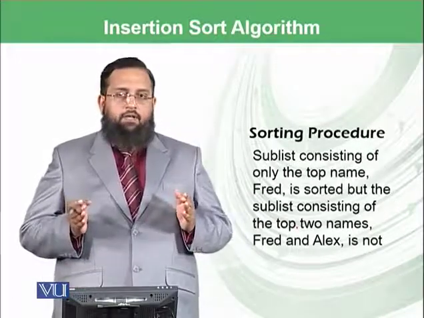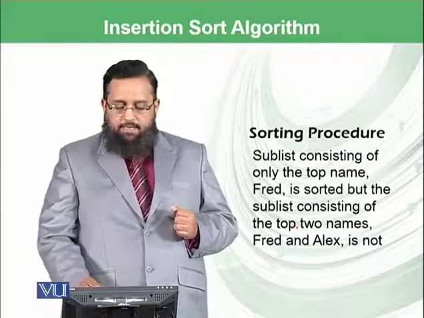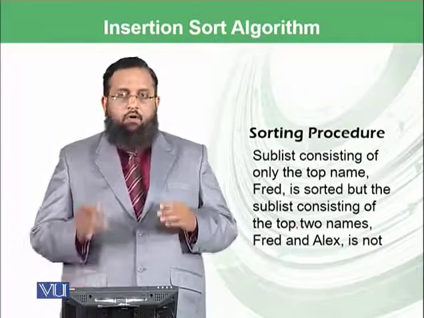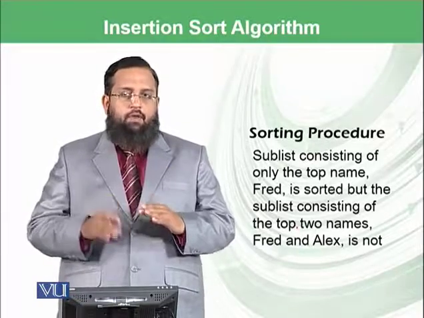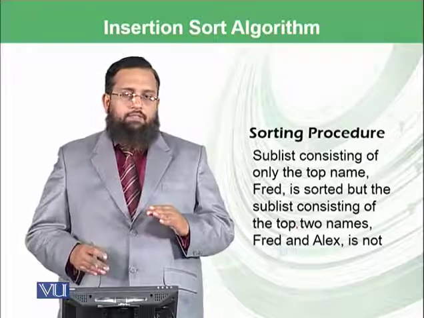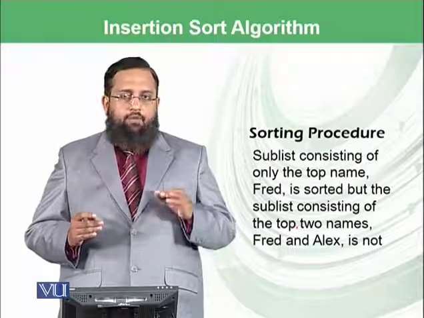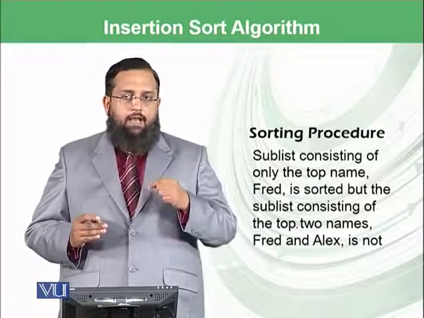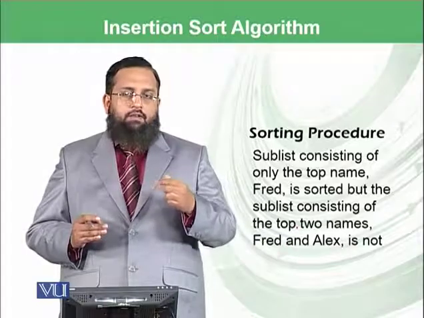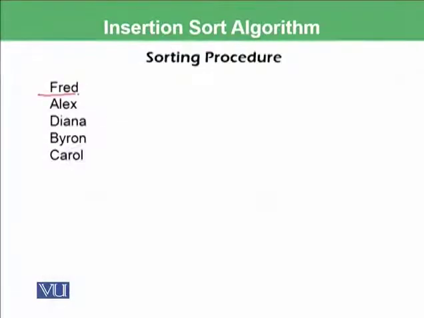And what would be the sorting procedure in insertion sort? So we will say that the sub list consisting of only the top name is actually sorted, followed by the next sub list which is not sorted, and then we will pick the first element from the unsorted list and we will try to sort it between first and second. So I will apply it, then you will really understand what's happening.